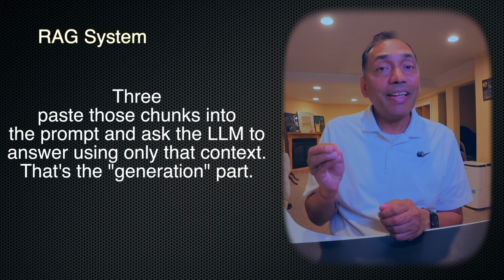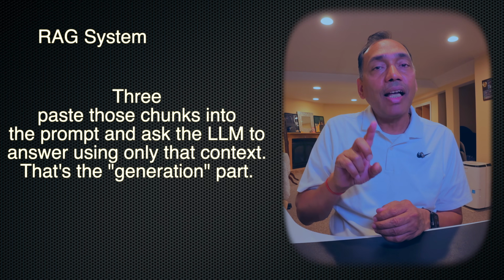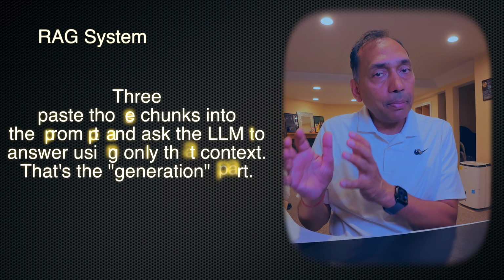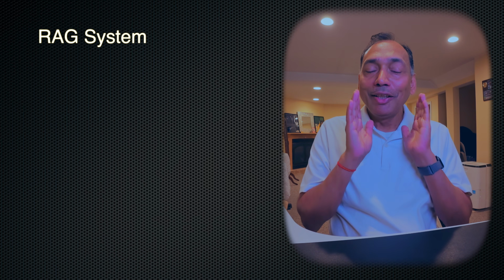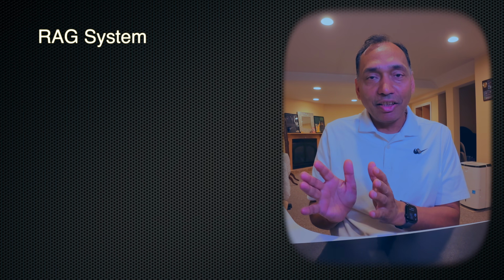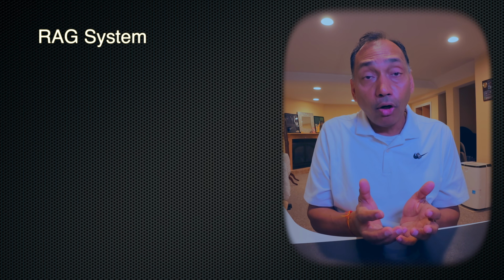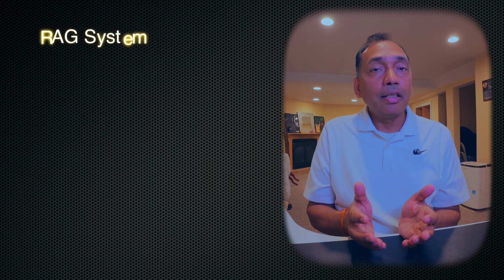In step 3, we paste those chunks in the prompt and ask the LLM to answer only using the context. That's the generation part of the RAG system. That's it. Retrieval plus generation, and every step in between is just math plus API calls, and R is really good at those.